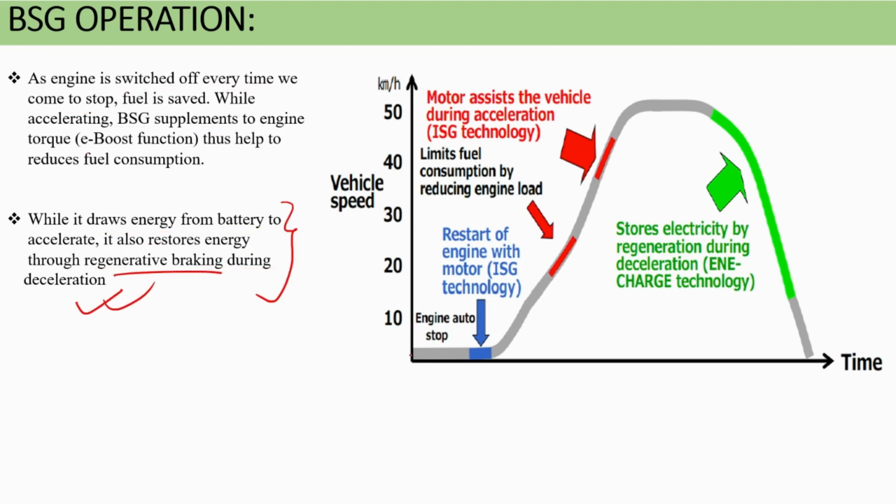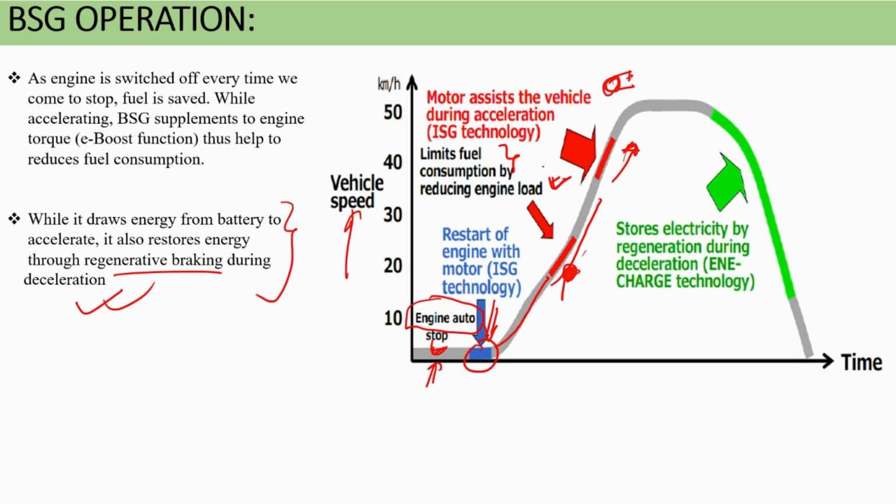We will understand this function through the graph. This is the time and this is your vehicle speed. Suppose your engine is auto stopped. Then the engine restarts with ISG or BSG technology from here. When your speed is increasing, you have the e-motor. The e-motor will assist the vehicle during acceleration, so that it limits the fuel consumption and reduces the engine load, which I have already told you, because your alternator is connected through the engine.